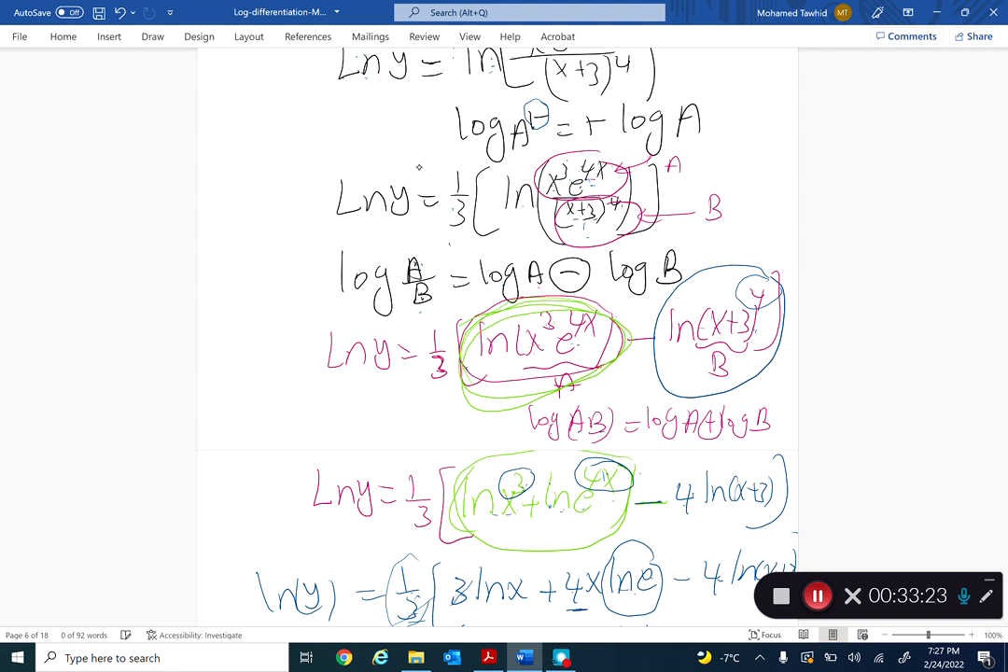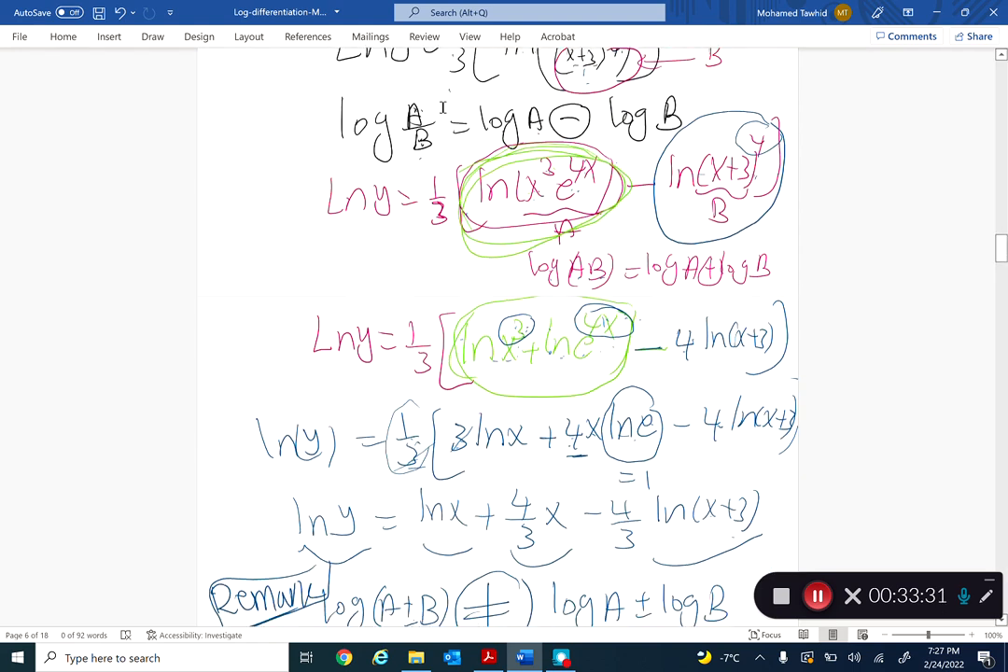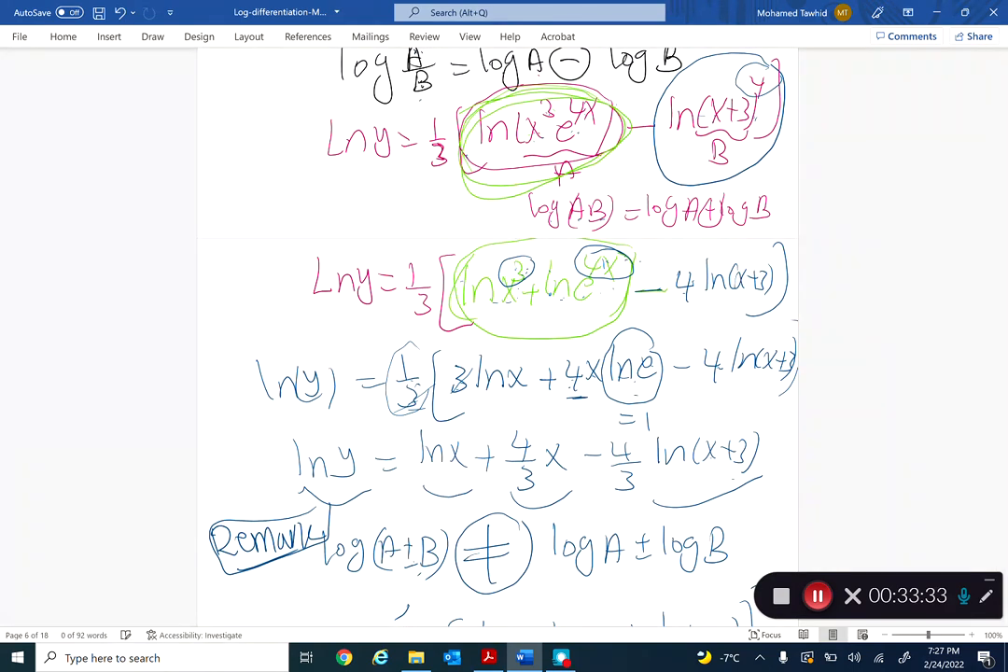Here you have x to the power 3. Again, that is my r, so I can put 3 in front, which I did. The 4x, I put it in front too. But it turned out ln e is 1. If I simplify, you have 1/3 outside, multiplying each term. The 3 cancels the 1/3, so you get 1. 4 divided by 3 gives 4 over 3, and negative 4 divided by 3 gives negative 4 over 3. That is the maximum we can simplify.